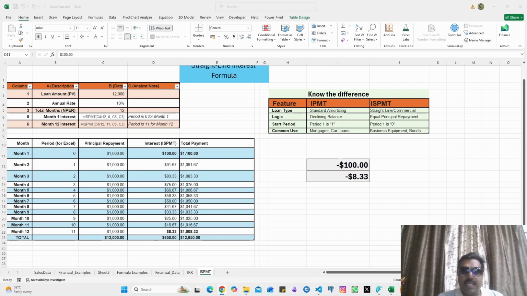When you utilize ISPMT, you are ensuring your reporting is 100% accurate in the specific terms of your contract. For the modern day analyst, precision is the foundation of trust. Using the correct convention provides a defensible financial statement and a robust forecast every time.